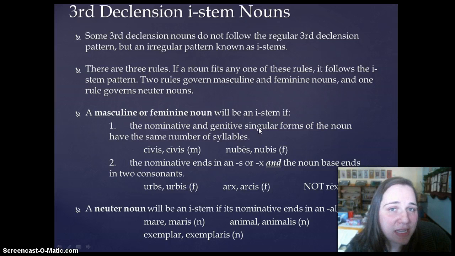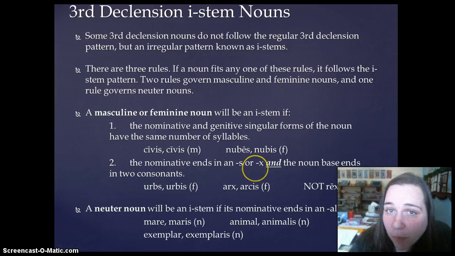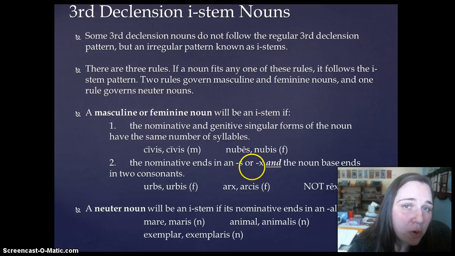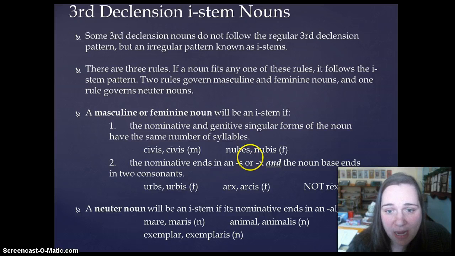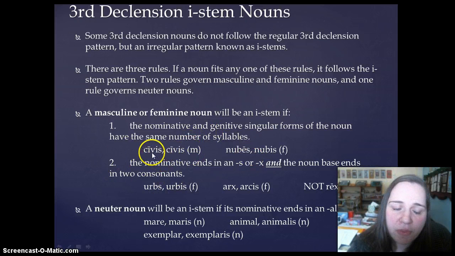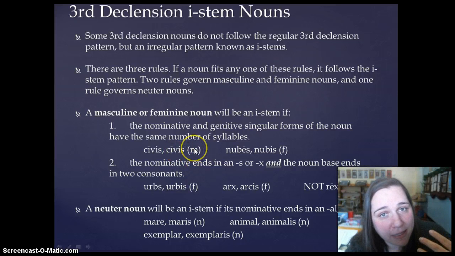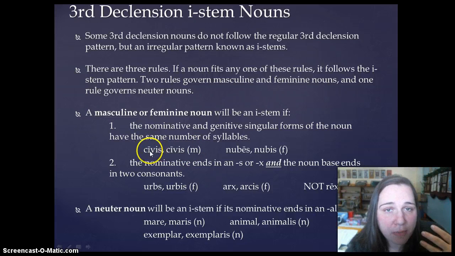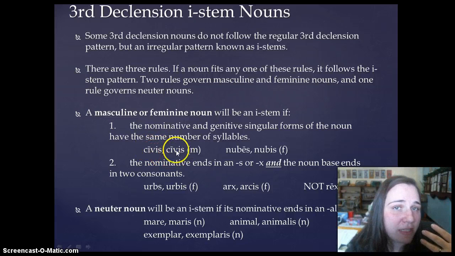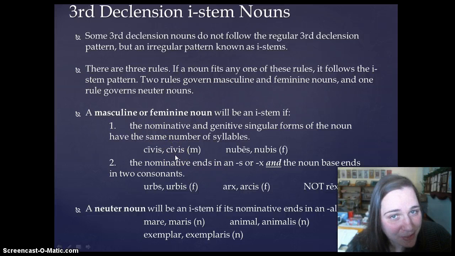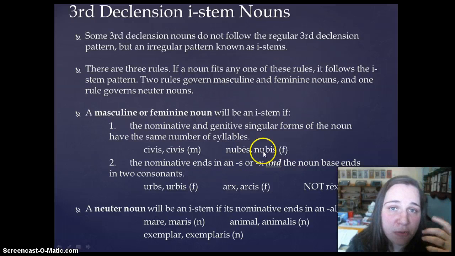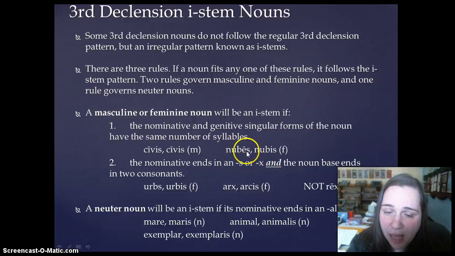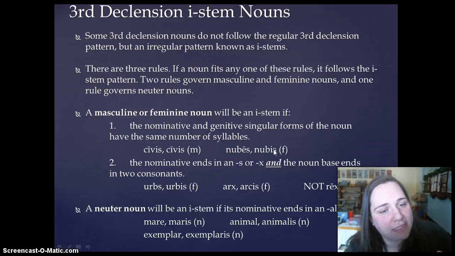So if the nominative singular and the genitive singular, or in other words, both forms in the dictionary entry, have the same number of syllables, then it's going to be an I stem. For example, the noun civis, which is masculine, means a citizen. There are two syllables in the nominative, two syllables in the genitive, therefore same number of syllables, I stem. Same with the noun nubis, which means a cloud. Two syllables in the nominative, two syllables in the genitive, I stem.